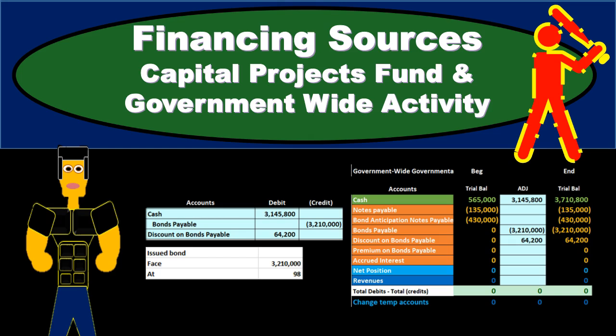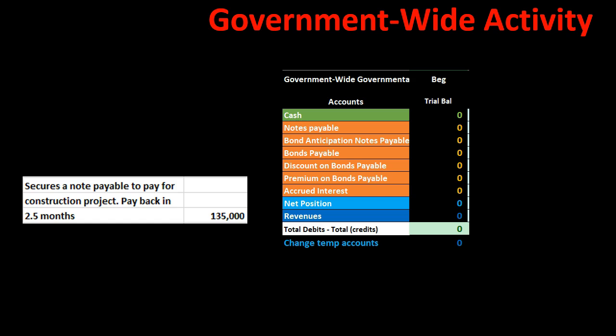In this presentation, we will record transactions related to financing sources for a capital project, putting this information into journal entries, journalizing entries in the capital project fund and government-wide activities. We'll typically start off with the government-wide activities because it will be on the accrual basis as opposed to the modified accrual in the capital projects fund, and therefore more likely to be familiar to us.